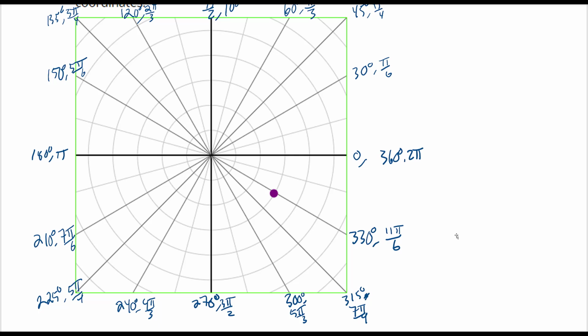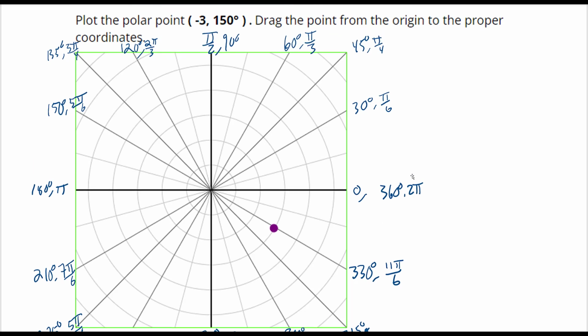So what the problem here is asking about is 150 degrees. So that means it's going to be along this line here. But the key to it is that it's a -3. So positive 3 would be in this direction, 1, 2, 3. The negative goes on the other side of this here.